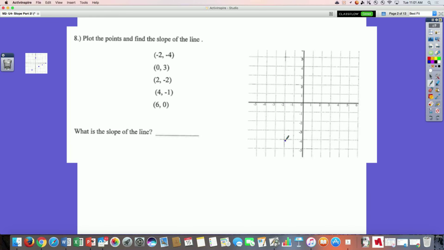-2, -4. 0, 3. 2, -2. 4, -1. 6, 0. What's the slope of that line?